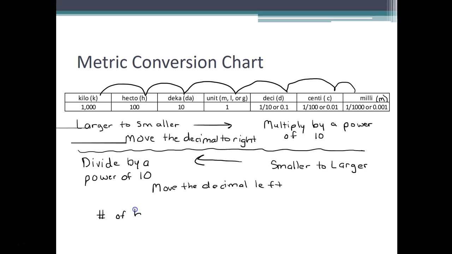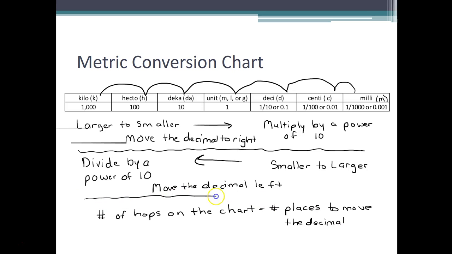Number of hops on the chart equals number of places to move the decimal. Because that's how many times you would have to multiply or divide by 10. So that's all it really is. If you can remember your chart, then you're good to go.